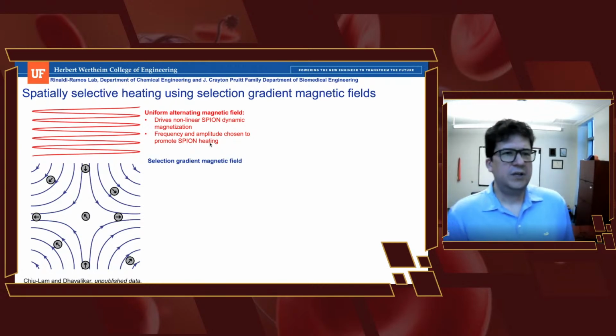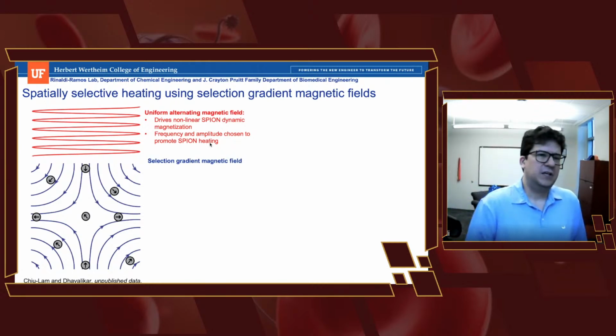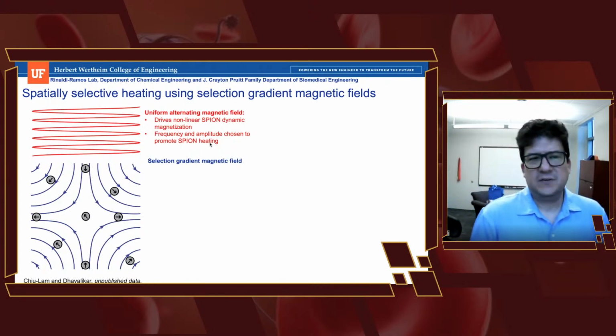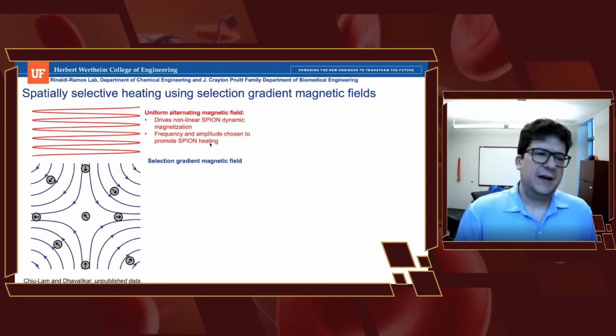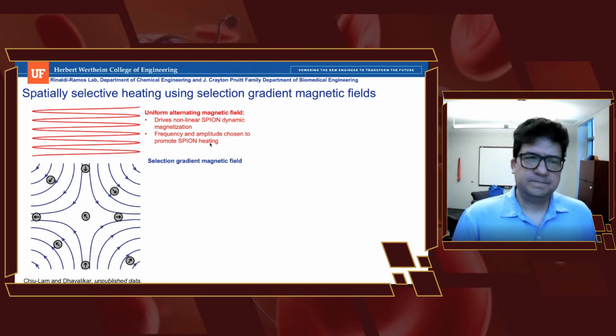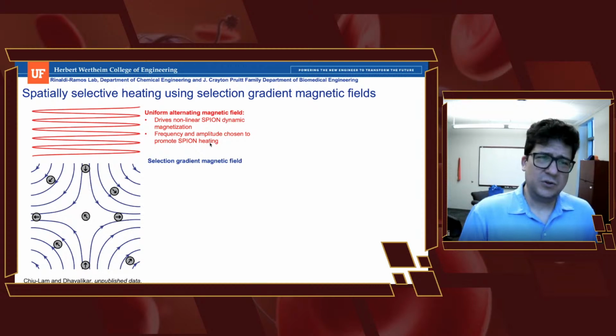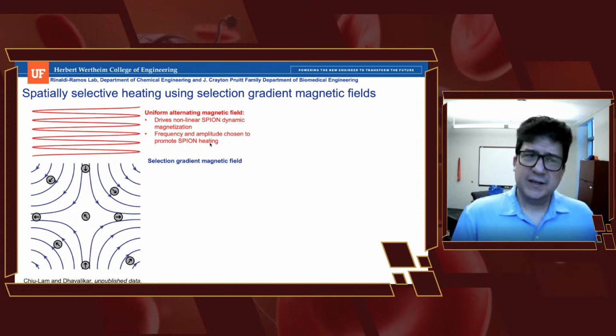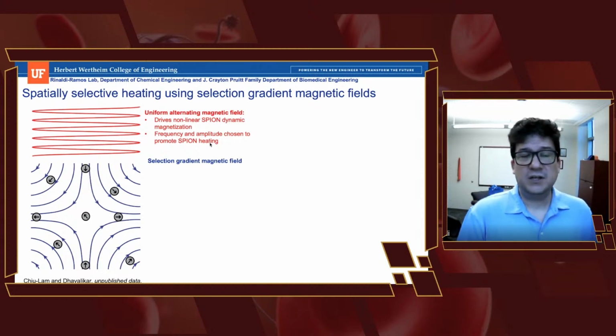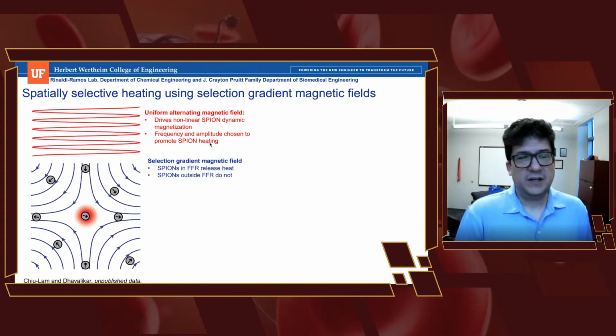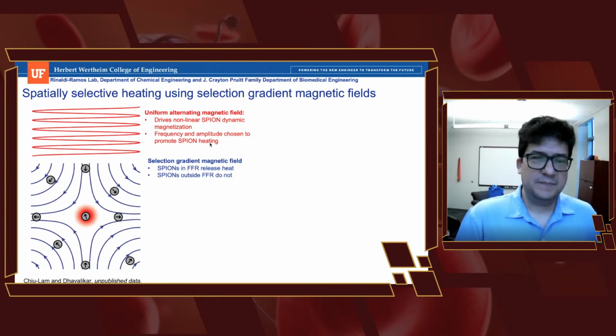And so the way we spatially select the region of heating is by applying that selection magnetic field gradient. And again, it has a small region in the middle where the magnitude of the selection field gradient is weak. And so the particles can respond to the alternating field. And everywhere else, the particles cannot respond significantly. And so only the particles in the field-free region are able to dissipate heat.